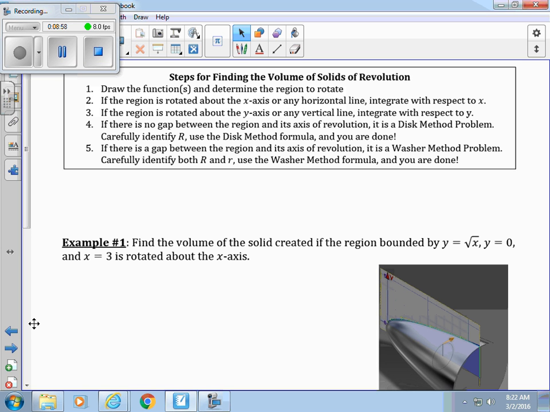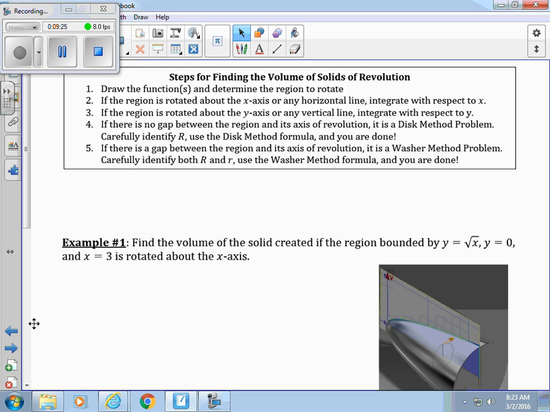If the region is rotated around a horizontal line, you integrate dx. If the region is rotated around a vertical line, you do dy. If there is no gap between the region and the axis of revolution, then you're going to use a disk. If there is a gap, you will use a washer because there will be a hole in the middle of your solid.